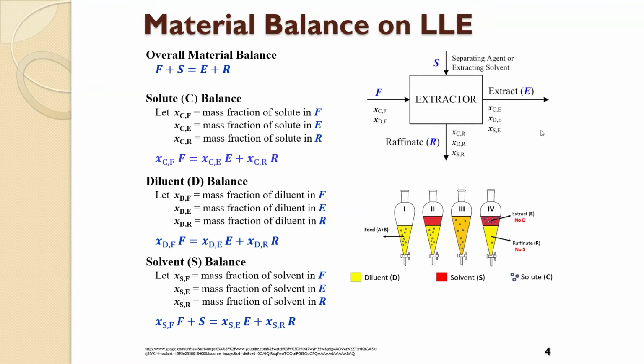Because, in extraction, there might still be some diluent, not necessarily all, not perfect. And then in the raffinate, you also have the solute, the diluent, and some solvent. So the balances, of course, will be F plus S is equal to R plus E, as you can see here.